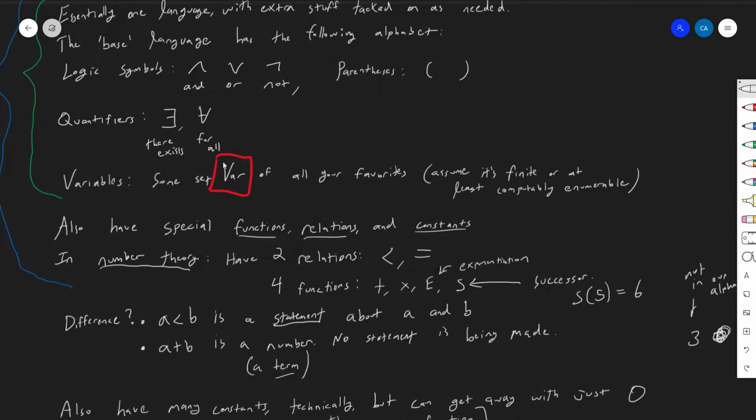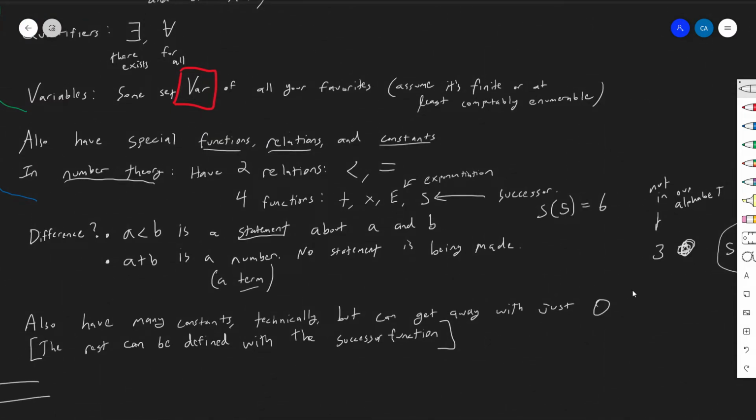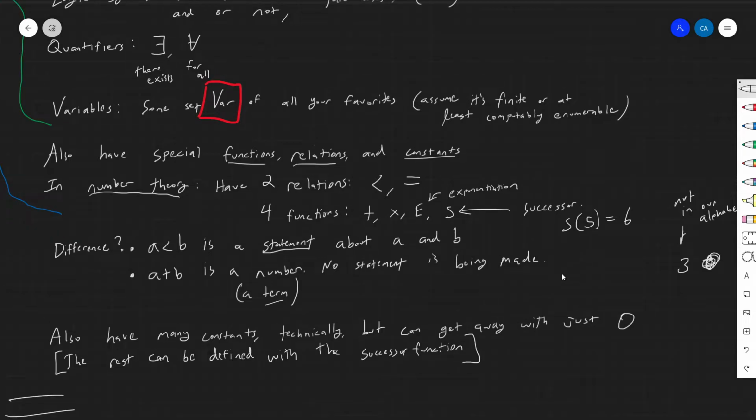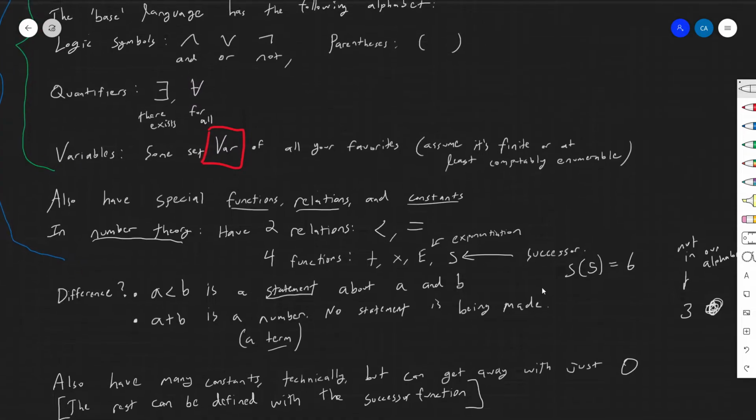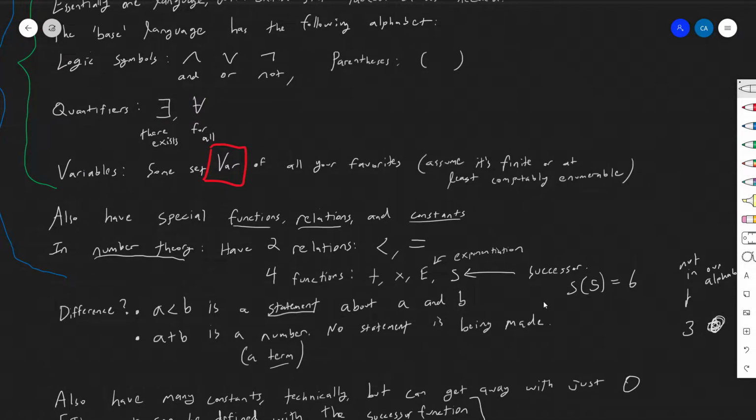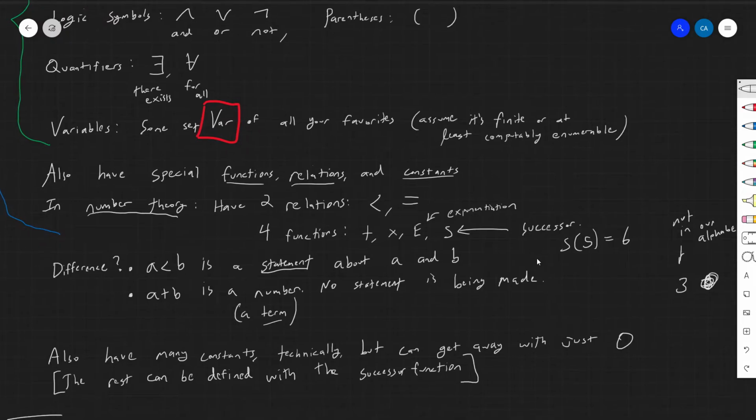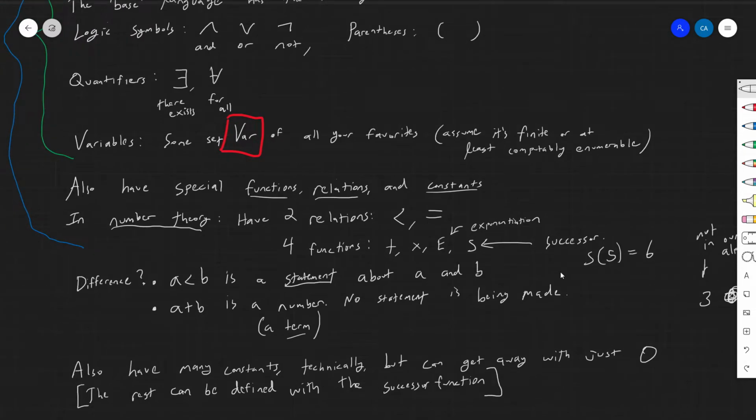Keep in mind, if your set of variables is finite, which I recommended you do, you don't have to, and you accept that you can just get away with a constant symbol and a successor function, then we still have a finite alphabet, and we can talk about all the natural numbers. And by talk about, I don't necessarily mean anything yet. I just mean that any statement you might want to make about natural numbers syntactically can be represented with this alphabet.